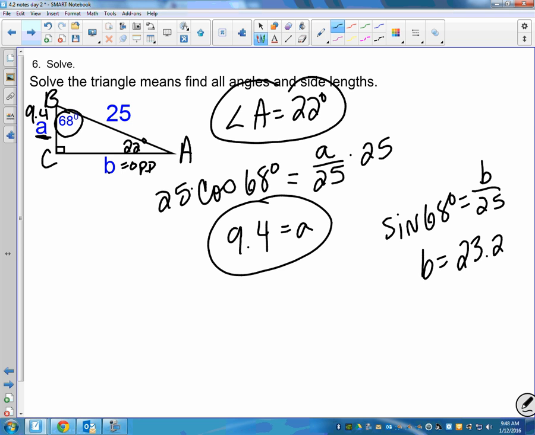Really quick way to at least check to make sure your answer makes sense. Remember, the hypotenuse has to be the biggest side. So if this was bigger than 25, you know you've done something wrong. Also remember, the shortest side is across from the smallest angle, so you kind of want to always make sure that at least makes sense in your problem. Yes.